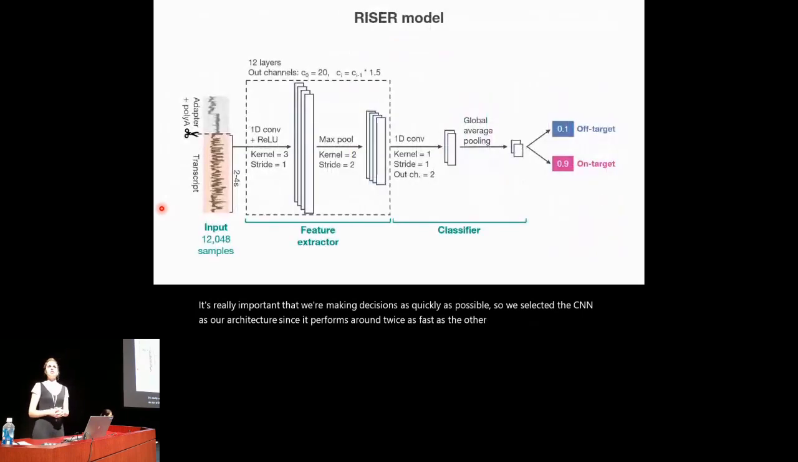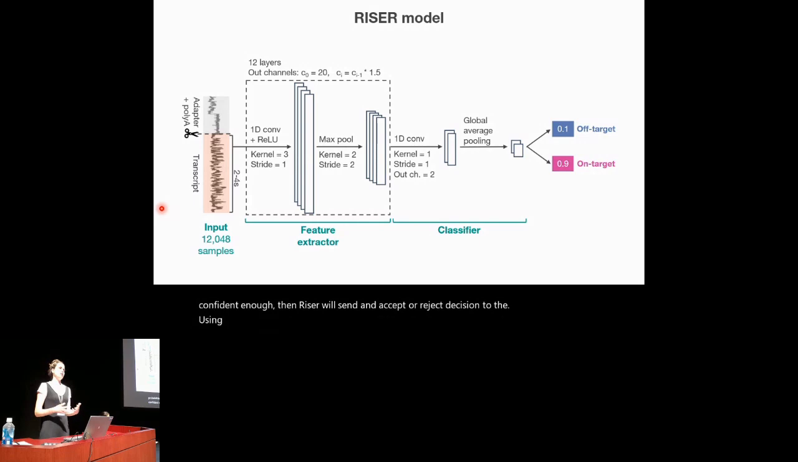So this is the architecture of the RISER model. The input are the raw nanopore signals and the output are the probabilities that the molecule belongs to the target class or not. If the predicted probability is confident enough, then RISER will send an accept or reject decision to the sequencing hardware. Otherwise, it will retry once more of the molecule has passed through the pore.